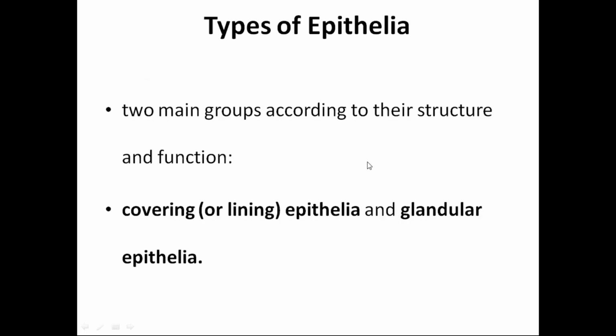The types of epithelial cell fall into 2 main groups according to their structure and function: covering or lining epithelium and glandular epithelium. Today I will talk about the covering epithelium, and in my next class I will talk about glandular epithelium, next Sunday, same time. So, gross classification of epithelial tissue: covering epithelium.